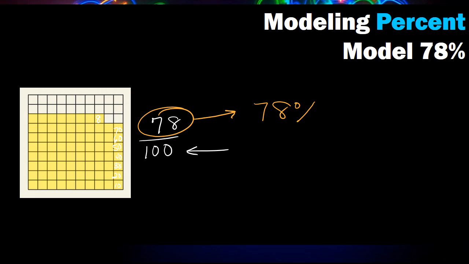In our next model, that's 78%. We can write that as a fraction. First we got to count our spaces. We know there's 10, 20, 30, 40, 50, 60, 70, and then there's 8 parts in that row. So our fraction would be 78 out of 100. Anytime we see that our denominator is 100, we take our numerator, that's 78, and we know that is 78%, or we can say that as 78 out of 100.